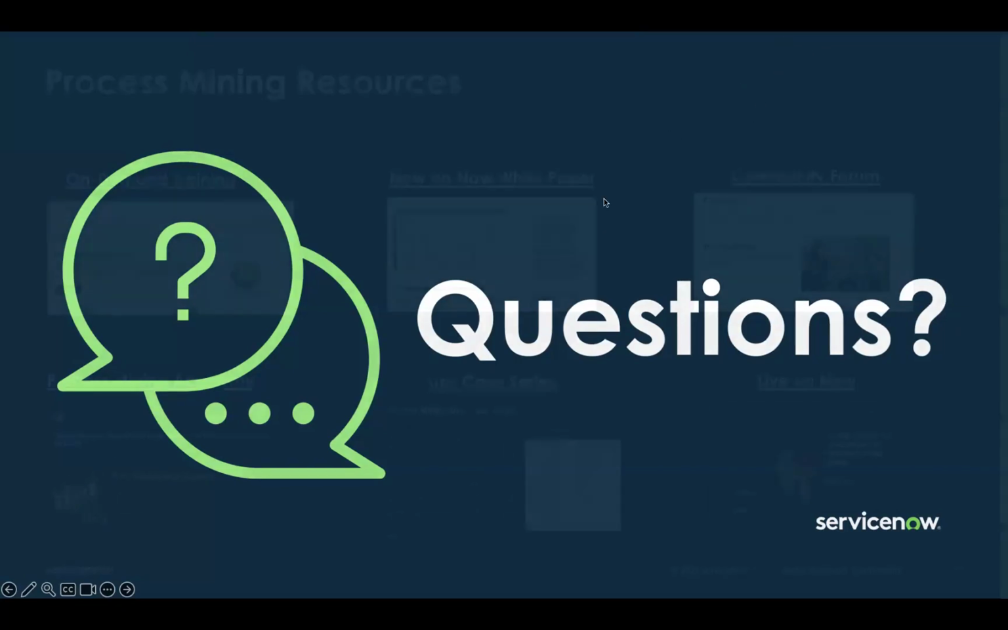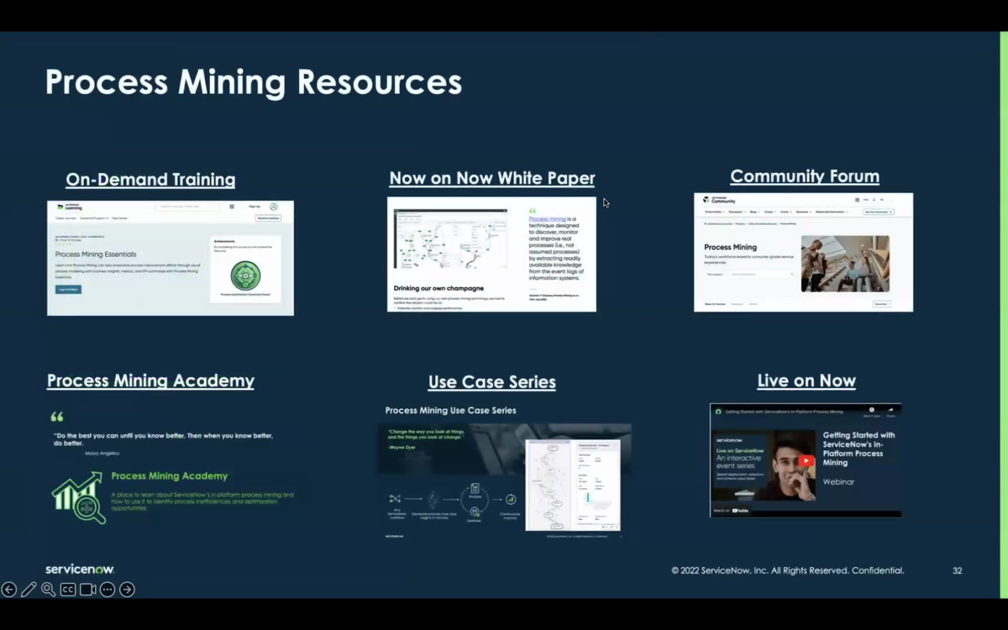While we wait for questions to come in, just a reminder for folks that are not aware of all these different assets or resources that are out there for you. There is an on-demand training called Process Mining Essentials. You can find that on the Now Learning site. We're in the process of updating that to the Washington level right now, but there is a current course out there. There's a really good Now on Now white paper out there.